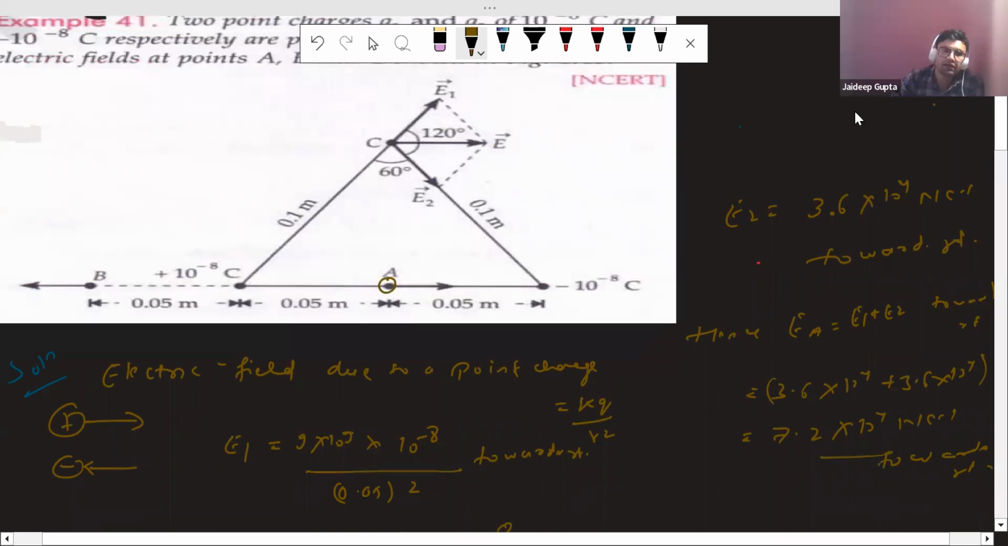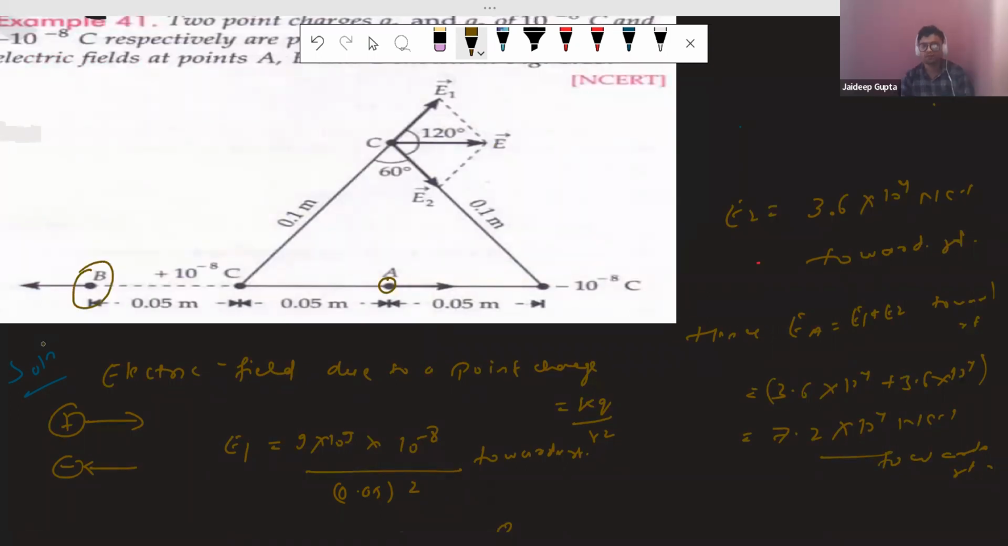Similarly, try at B first. And if you don't get it, please let me know, and I'll show you how to do it. I did not write the question. Can you just show me the question?